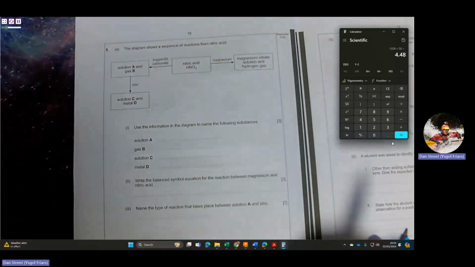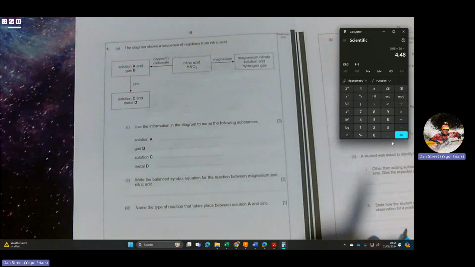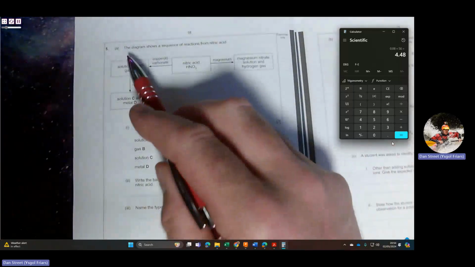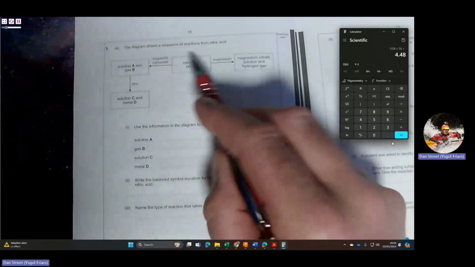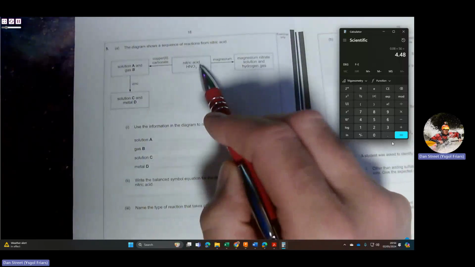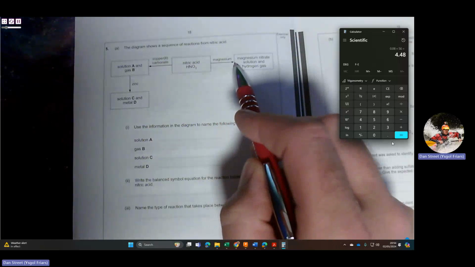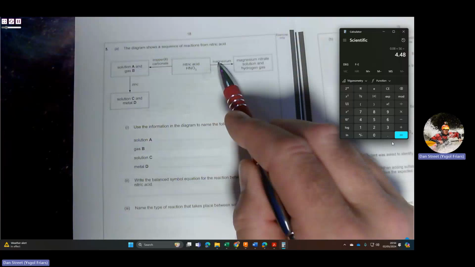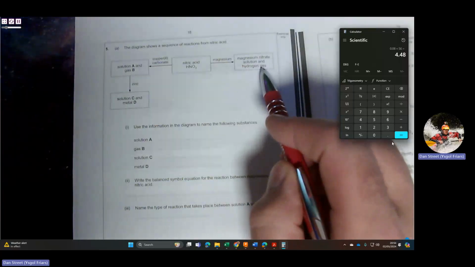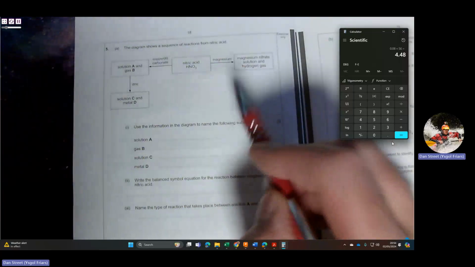Moving along, this is our acids and alkalis reaction scheme diagram with a bit of an added twist at the end. The diagram shows a sequence of reactions from nitric acid. So here's our nitric acid, the start point. If we go to the right, adding magnesium, we're told everything we need to know about what's made. It's an acid and a metal, which makes a salt and hydrogen. So the salt is magnesium nitrate.